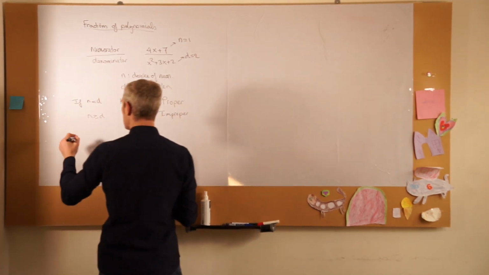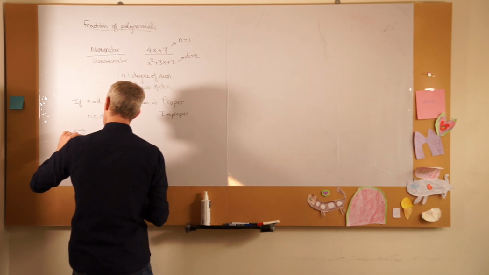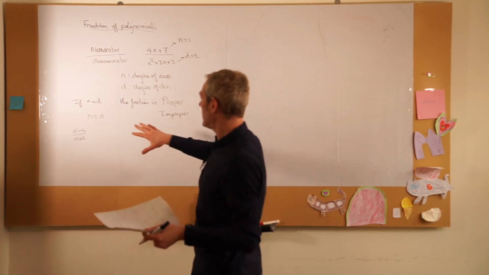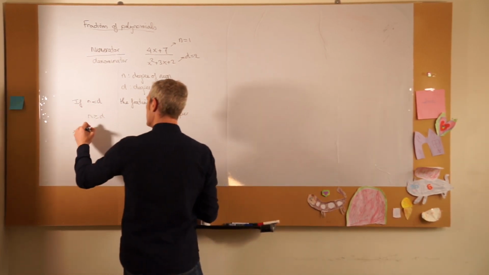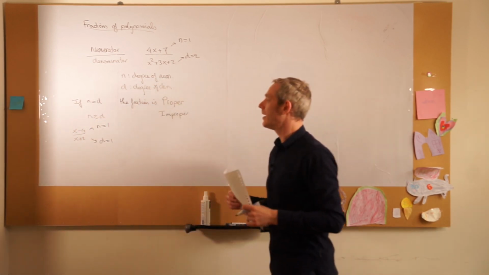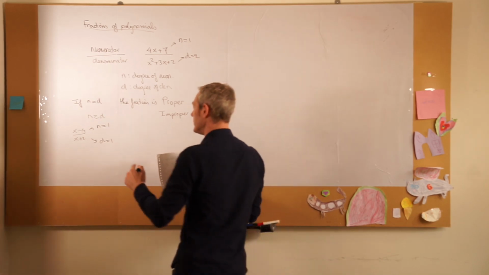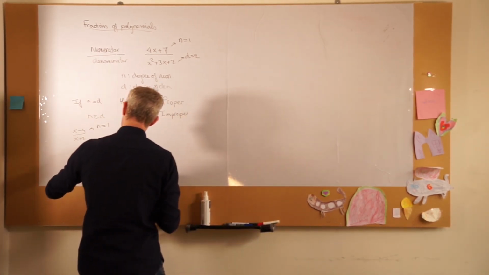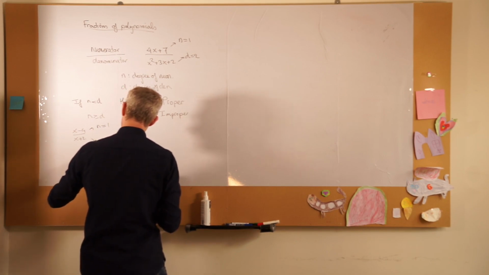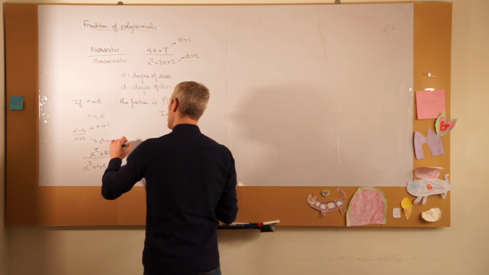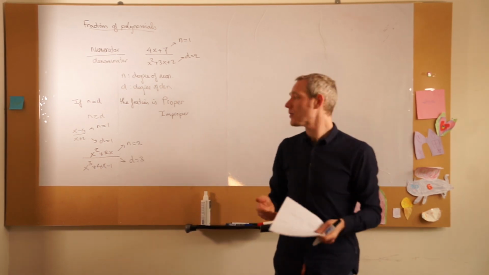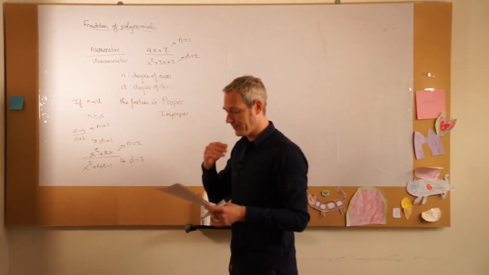So for example, if we have (x - 4) over (x + 2), we know that n is equal to 1 and d is equal to 1. So the fraction is improper. And if we take (x squared + 2x) divided over (x to the power of 3 + 4x - 1), we have n is equal to 2 and d is equal to 3. 2 is less than 3, so we have a proper fraction.